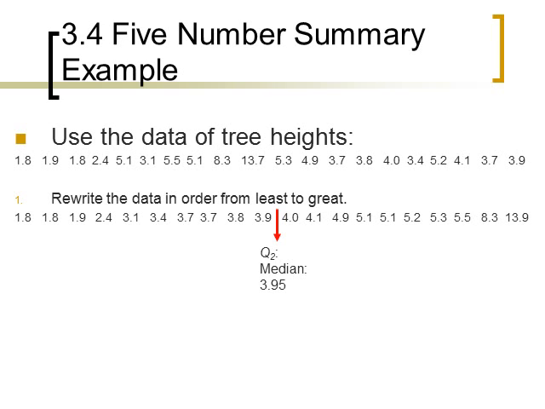If we count the numbers in our list, we have 1, 2, 3, 4, 5, 6, 7, 8, 9, 10, 11, 12, 13, 14, 15, 16, 17, 18, 19, and 20 numbers. Half of 20 is 10, so the middle is going to be between the 10th and the 11th numbers. I count to the 10th number, and I land on 3.9. I draw a line after 3.9, and that's where the median is.